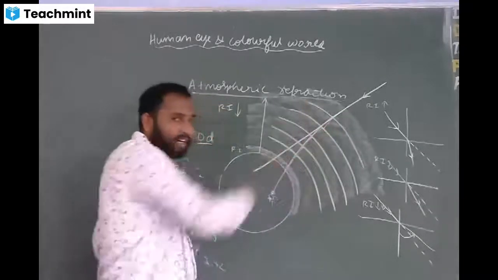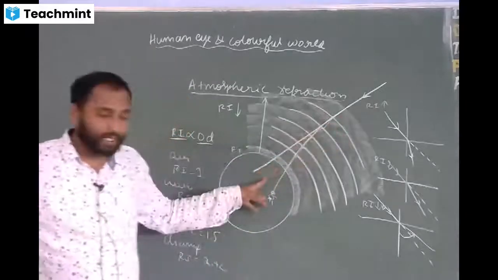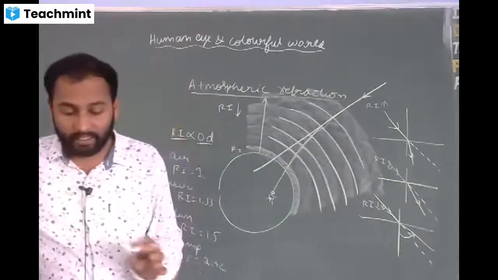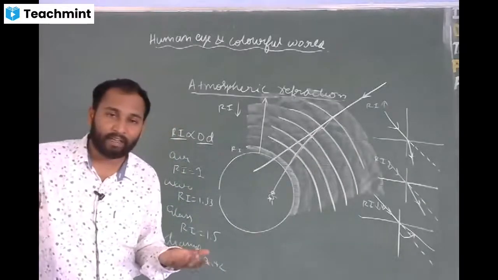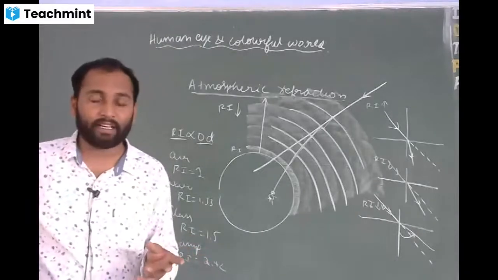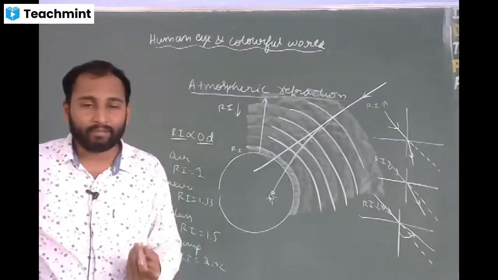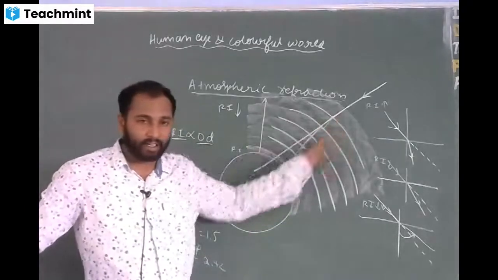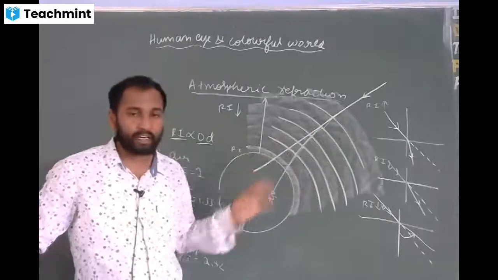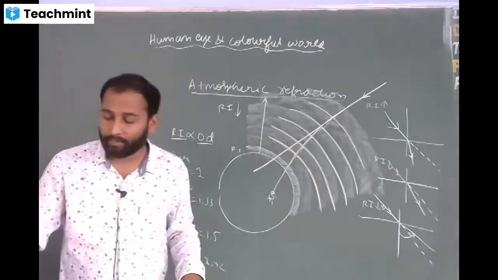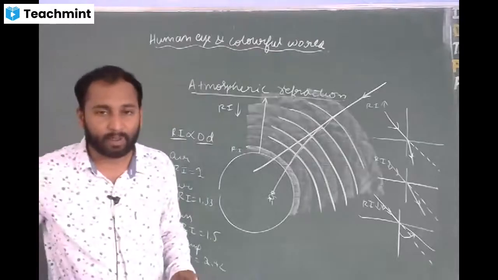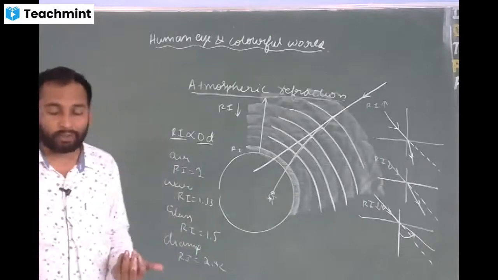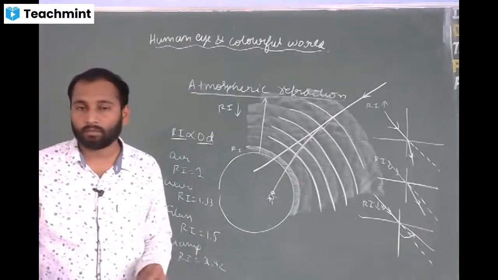So what is this bending of light through the layers of the atmosphere? We call it refraction. Refraction definition: when light enters from one medium to another medium, it bends. Here the bending is happening due to the layers of the atmosphere, so this is what we call atmospheric refraction. The light ray bends when it enters through the layers of the atmosphere. Understood atmospheric refraction? Yes, sir.